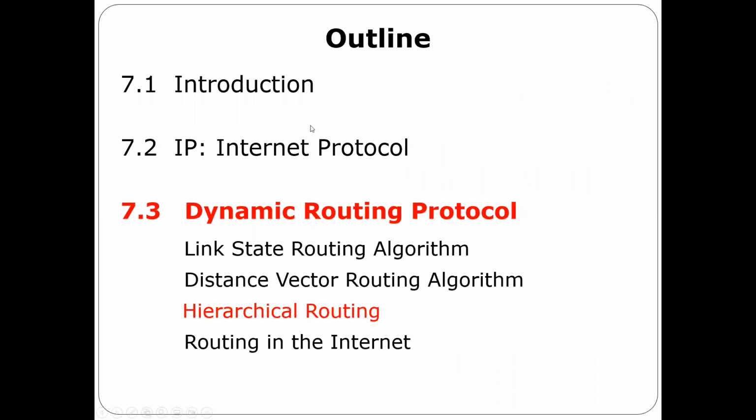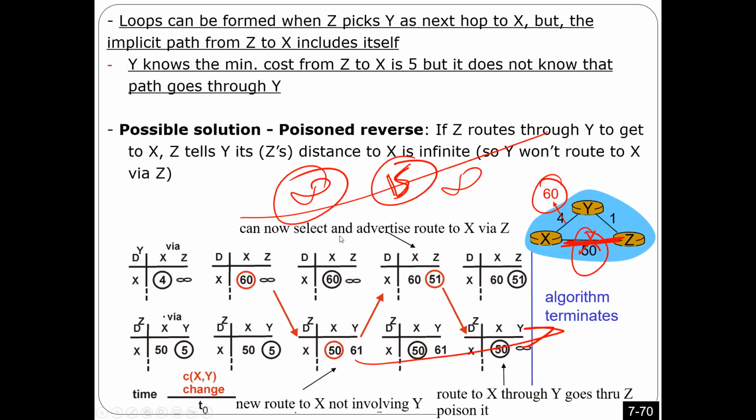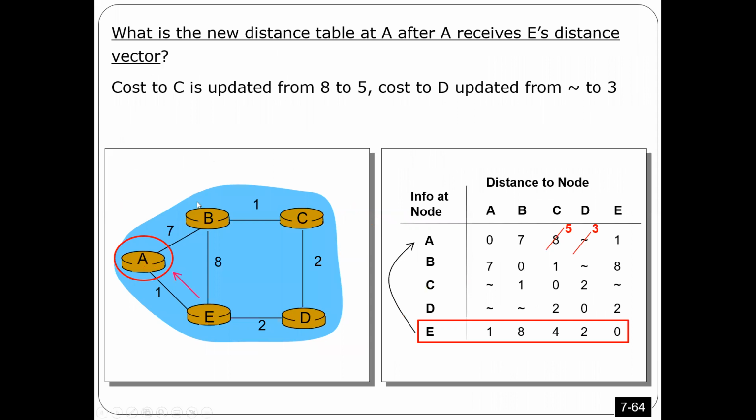So now I'm going to move to the next section about hierarchical routing. The important question I need to answer right now: you already explained to us that if I have a network like this one, how I can create the routing table. So now the question is how I'm going to use these two routing protocols in the internet.